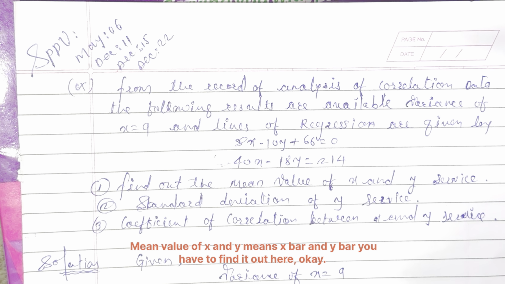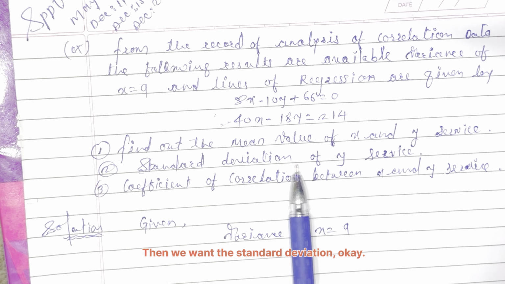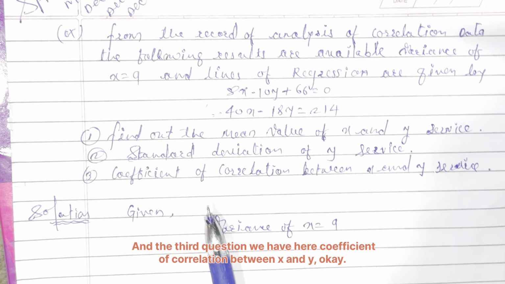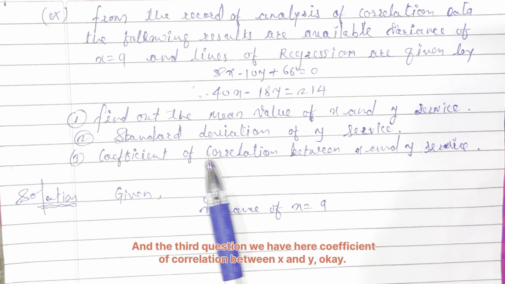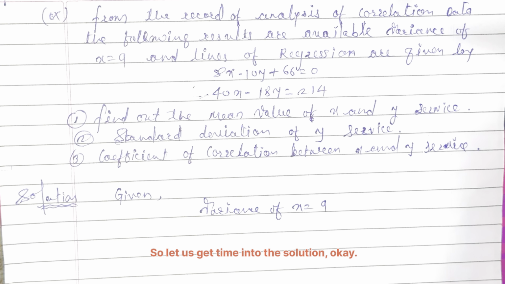After that we have to find the mean values of x and y, that means x bar and y bar. Then we want the standard deviation of y, that means sigma of y. And the third question is the coefficient of correlation between x and y, that means r of xy, which can be written as covariance of xy divided by sigma x and sigma y. So let's get into the solution.